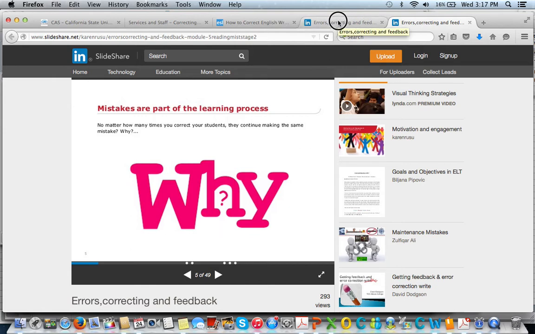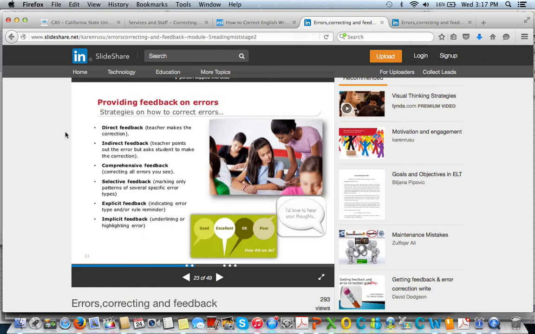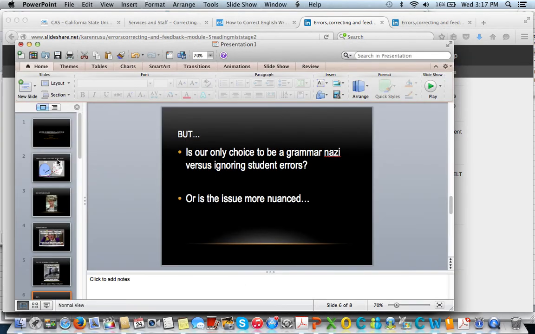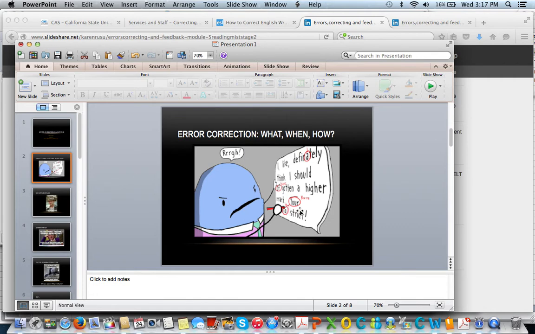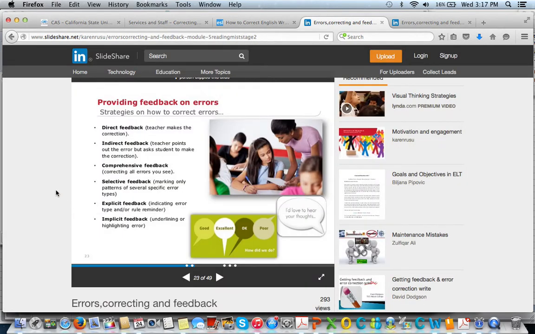So how can we best help them to make the most of those trial and error processes to learn the best possible? Well, there are different types of feedback that we can choose to make. One is direct feedback, when the teacher just directly makes the correction, similar to this meme that we saw at the beginning of the presentation, where this guy is actually writing the correct forms above the word that was incorrect. That's a direct correction. Indirect correction, the teacher points out the error but doesn't necessarily supply the correct form. So we have to decide direct or indirect feedback.